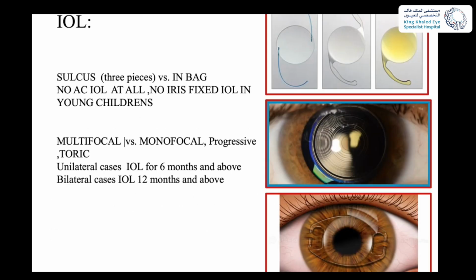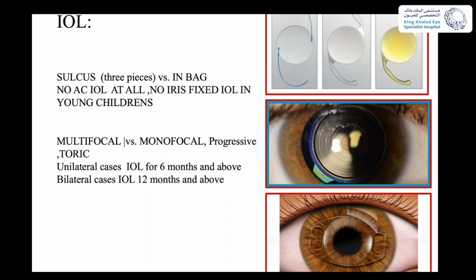Which type of IOL do you have to put? In secondary surgery, secondary insertion, you usually put it in the sulcus, usually a 3-piece lens. If it's primary surgery, you could put it in the bag. Avoid iris-fixed lenses or Artisan lenses in young children because they are not stable and they may cause complications. No anterior chamber IOL at all.